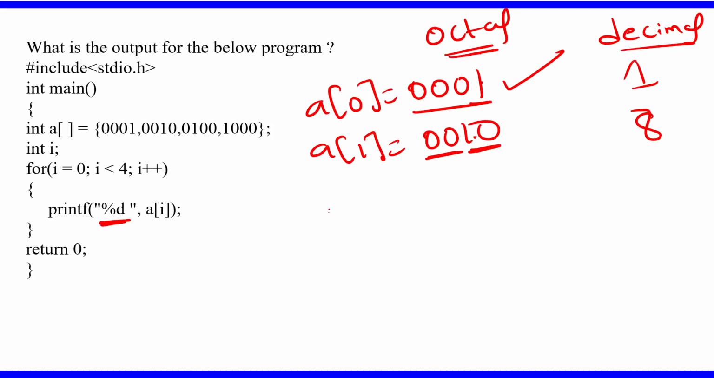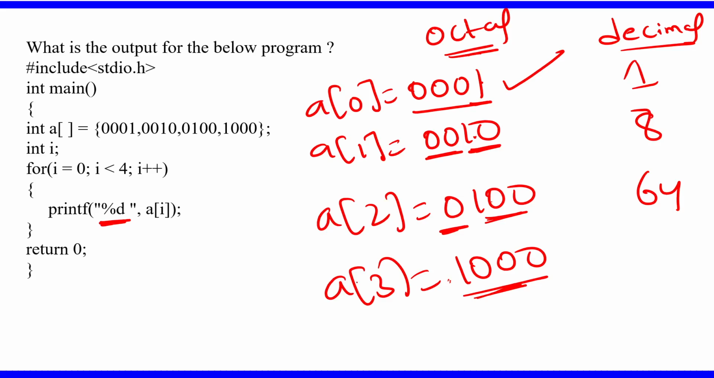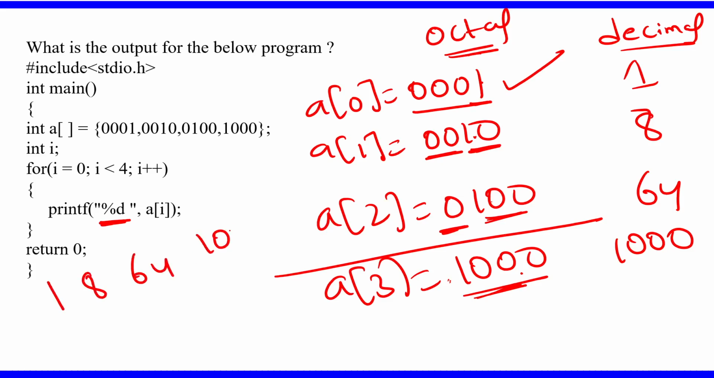Then a of 2 is given 0100. With the leading 0, it is very clear that this 100 is not a normal integer, it is an octal number. So, 100 in octal becomes 64 in decimal. You can study how to convert a number from one system to the other. Then a of 3 is 1000, there is no 0 in front of it. It means it is clearly a decimal number, not octal. So, the answer will be 1, 8, 64 and 1000.